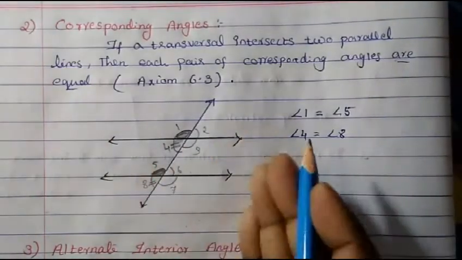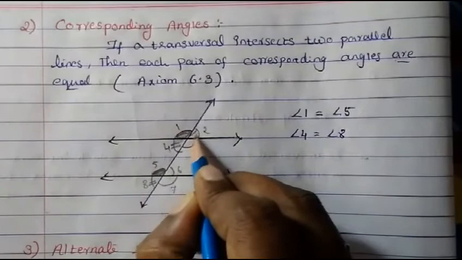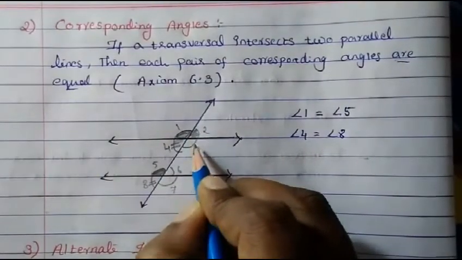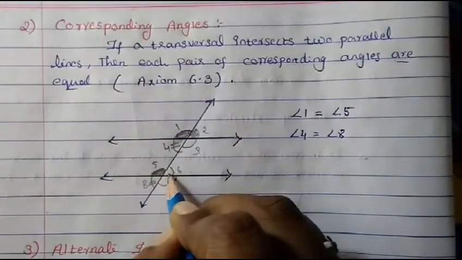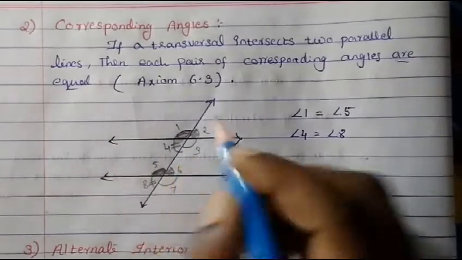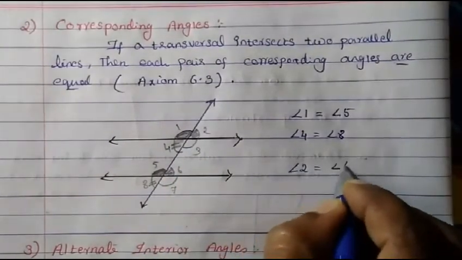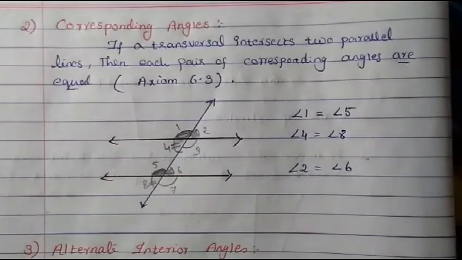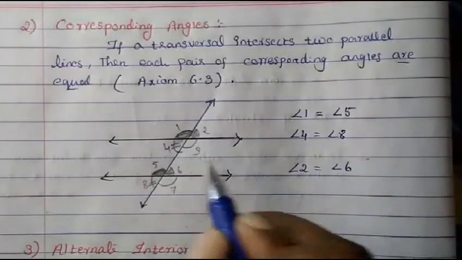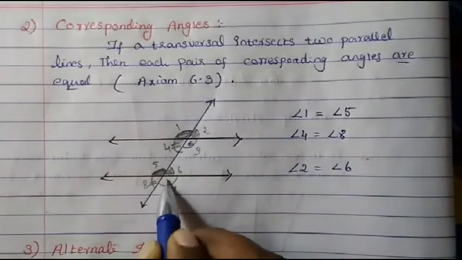Now let's come to this side. If you are taking angle 2, then leave 3 and go next. So 6. So angle 2 and angle 6, they are corresponding angles. So now next will be angle 3 and angle 7.